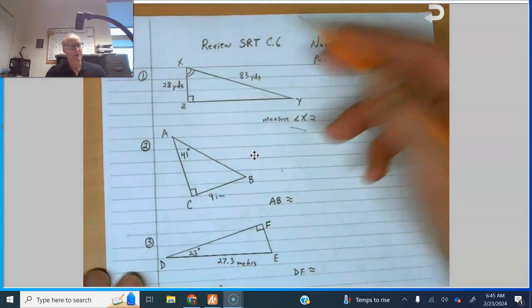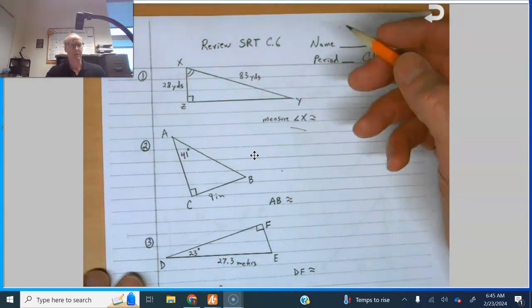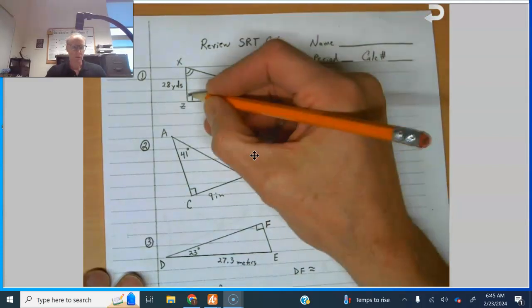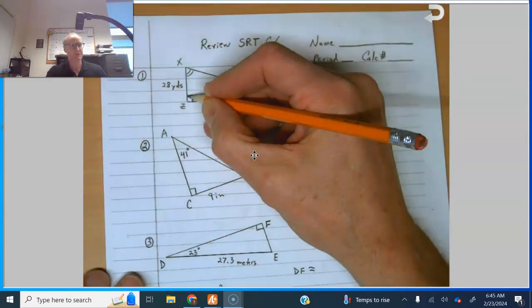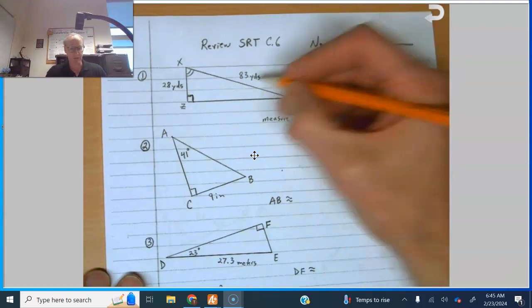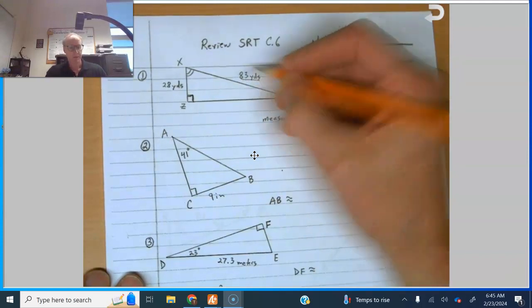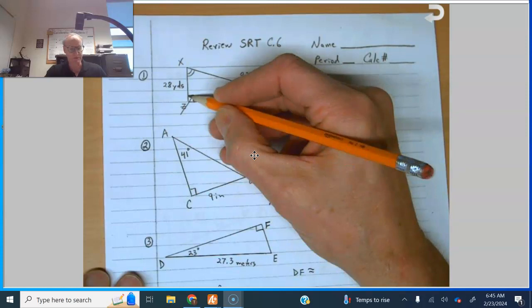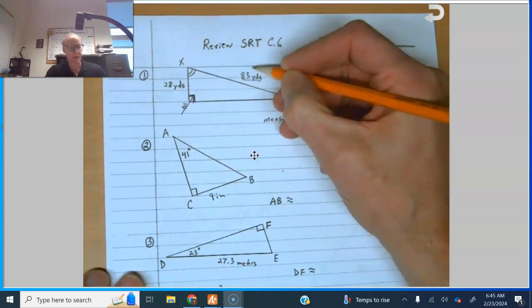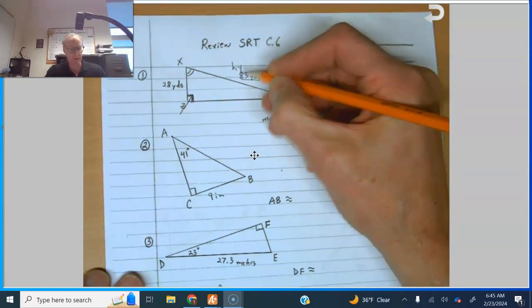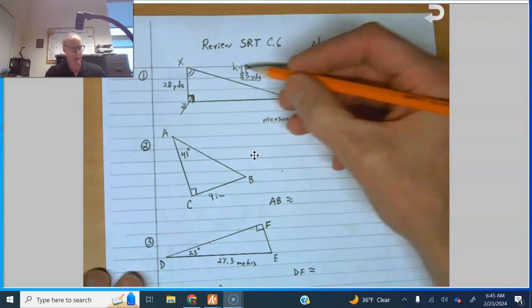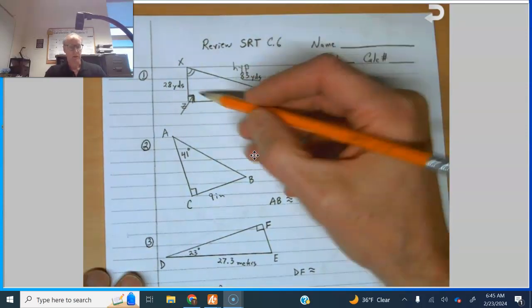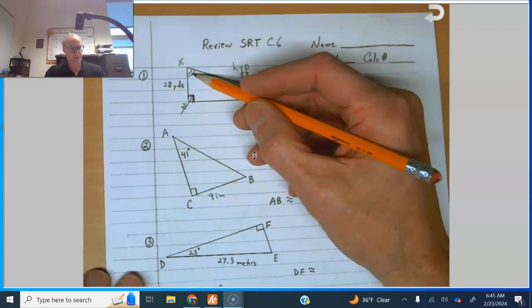Now, the side that's easy is the side that's opposite the right angle. In a right triangle, your longest side is always the hypotenuse. It's this one over here. This right angle points at it. This is the hypotenuse, HYP for short. That is the hypotenuse. Now, this is the reference angle.